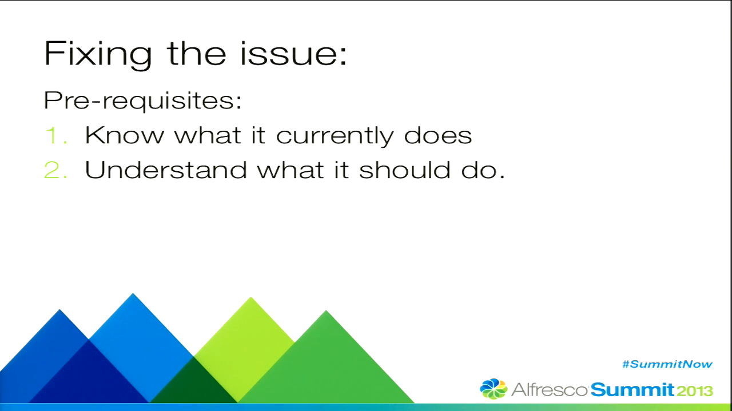So next up, fixing the issue. I won't dwell too much on this because I want to get on to some debug tools and other things. But in order to fix the issue, you need to know what that code's currently doing. So once you've found where the code is that's causing the issue, you need to know what it's currently doing. And then in order to fix it, you need to know what it should be doing.